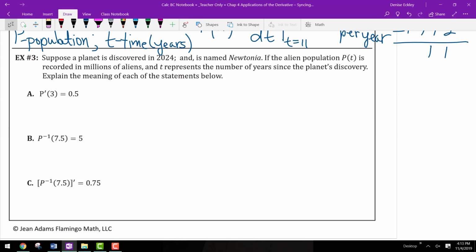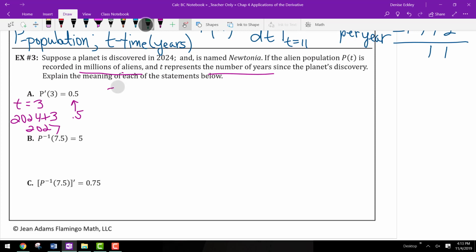Okay, so in the first one, letter A, we have that T equals 3, so that's going to be 2024 plus 3, so that's 2027. And our rate is 0.5, and remember, it's going to be millions of aliens per year. So that's the statement we're going to write.